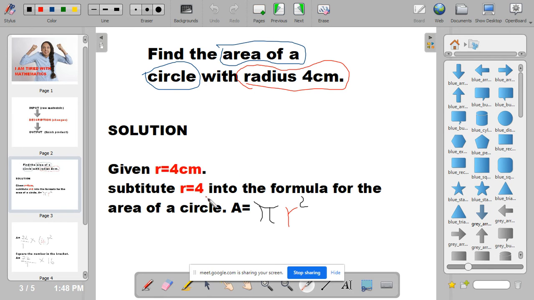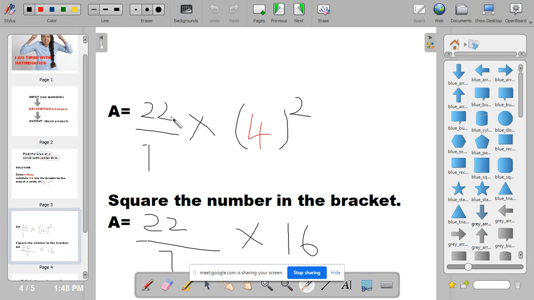So we are substituting R equals 4 into the formula for the area of a circle. Let's represent the area by capital A, which is equal to pi r squared. As you can see, I highlighted the R here in red so that you can see the trend. Perfect. Now, our next step is to substitute that into the formula. So we have pi, we know pi is 22 over 7 or approximately 3.14, times R, and R is the 4 given to us.